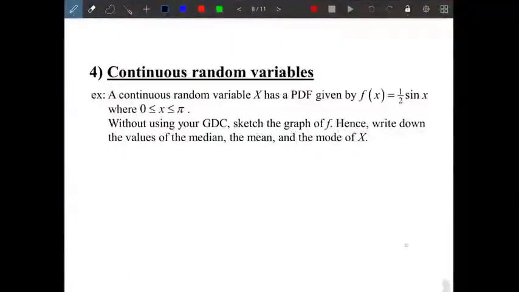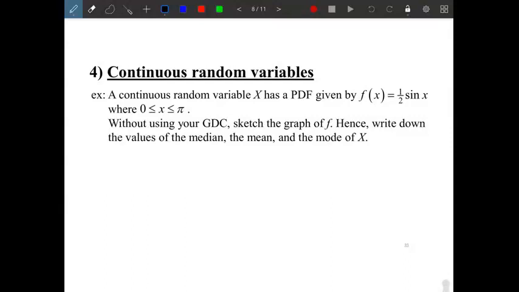Okay, so in this example, we have a continuous random variable with a probability density function given by half sine x, where x is between 0 and pi. Of course, when they say between 0 and pi, it means that outside this interval, f of x is 0. Okay, so without using your GDC, sketch the graph of f and hence write down the values of the median, the mean, and the mode.